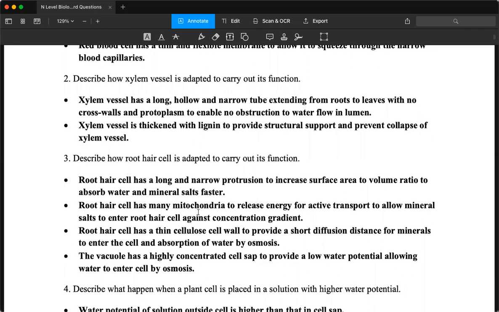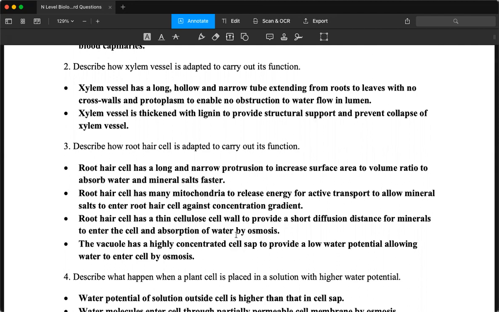Root hair cell has many mitochondria to release energy for active transport, allowing the mineral salts to enter the root hair cell against concentration gradient. It's important to recognize that this does not apply so much for water. Water enters through osmosis. Please be careful. So the next one will be relevant for water.